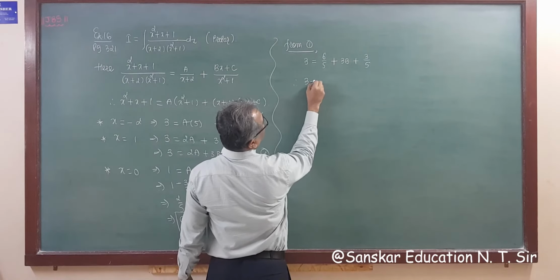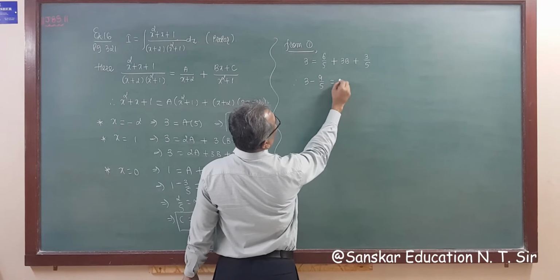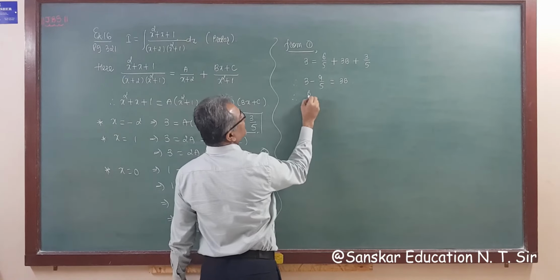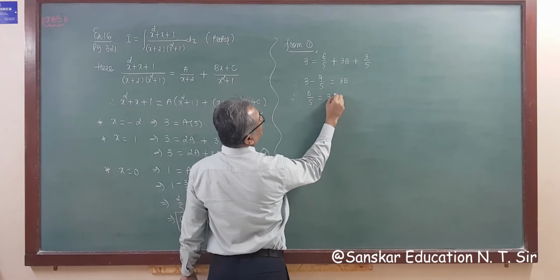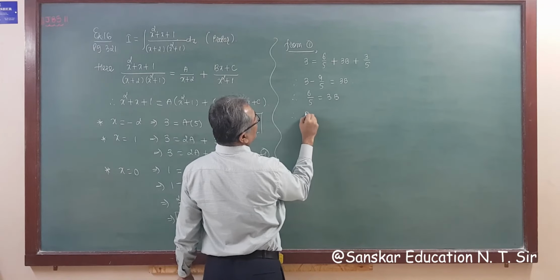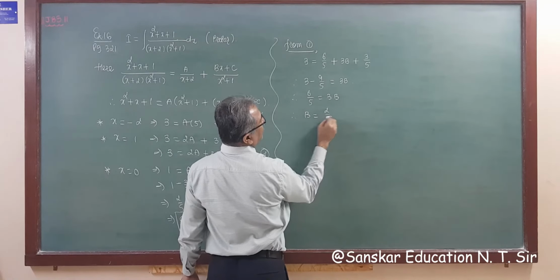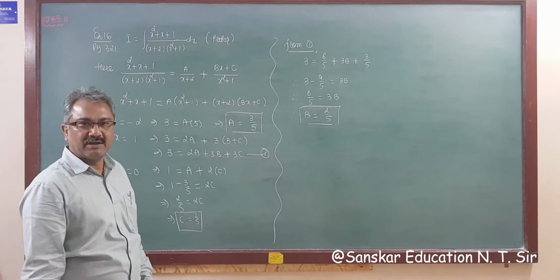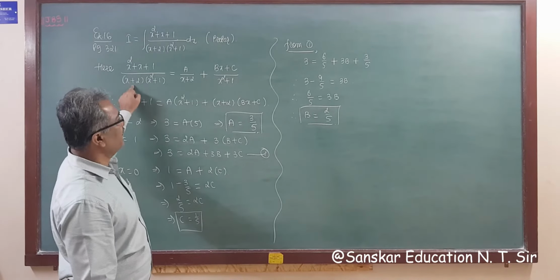So 3 minus 9 by 5 is equal to 3b. That is 15 minus 9, 6 by 5 is equal to 3b. So b is equal to 2 by 5. And this is a very easy simplification that you know, right? Now substituting the values here.